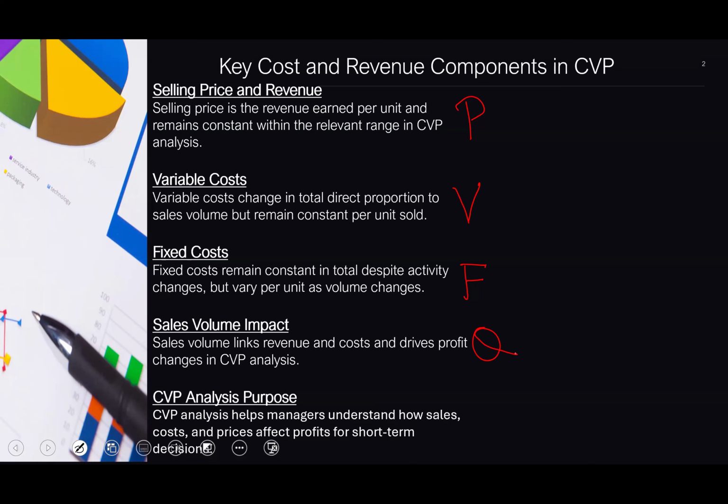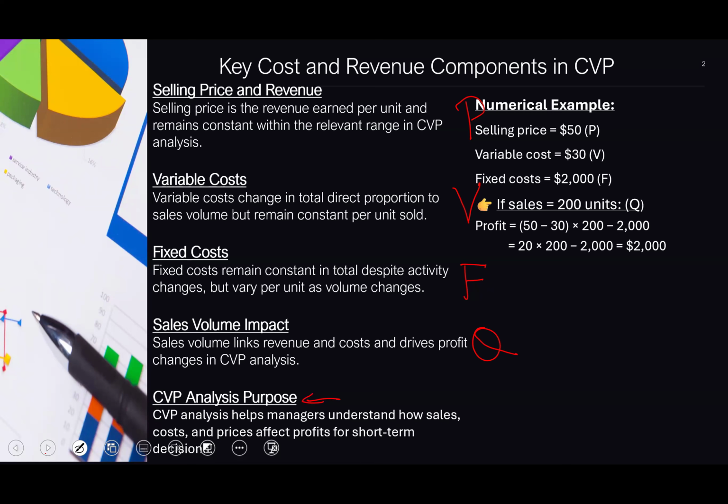Okay. And as you can see here, the purpose of this analysis is for managers to understand how different sales and costs and other prices affect profit for the short-term decisions of a company. Okay, let me erase this one first so that I can show you this little example.